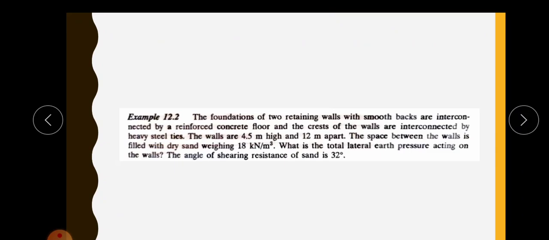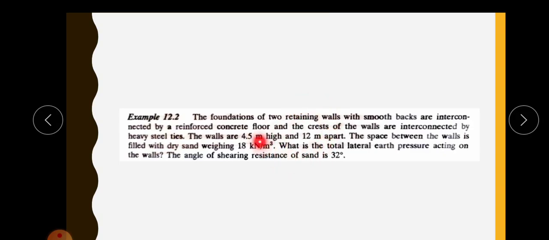The foundations of two retaining walls with smooth backs are interconnected by a reinforced concrete floor, and the crests of the walls are interconnected by heavy steel ties. The walls are 4.5 meter high and 12 meter apart. The space between the walls is filled with dry sand weighing 18 kilonewton per meter cube. What is the total lateral earth pressure acting on the walls? The angle of shearing resistance of sand is 32 degree.